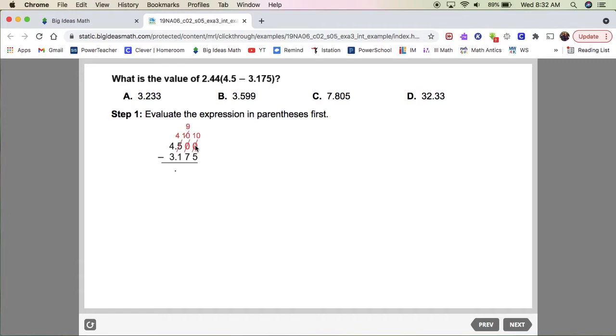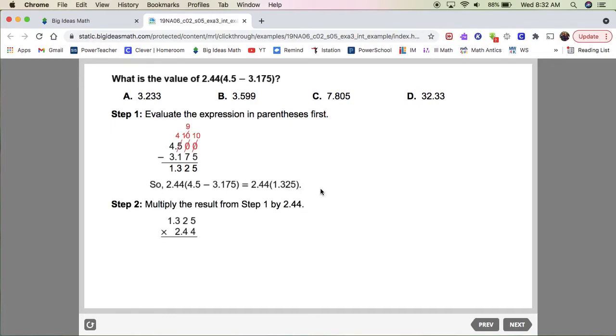I want to notice again that this could be looked at as 50, and so you could take 1 away and you would have 49 and give that 1 to this 0 so it could be a 10. And we subtracted. Now we're left with 2 and 44 hundredths times 1 and 325 thousandths. I'm going to put the one that goes out to the thousandths place on the top because it has 4 digits.